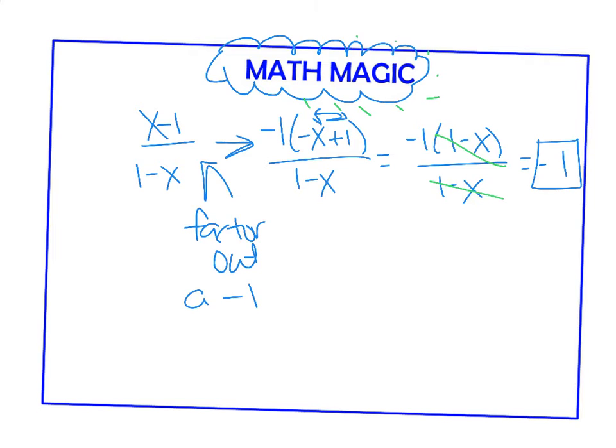Math magic. Pretty cool. So let's try some. Okay, number 7. We've got (5 minus 4n) over (4n minus 5). Notice they are almost the same. They almost match exactly, but not quite.